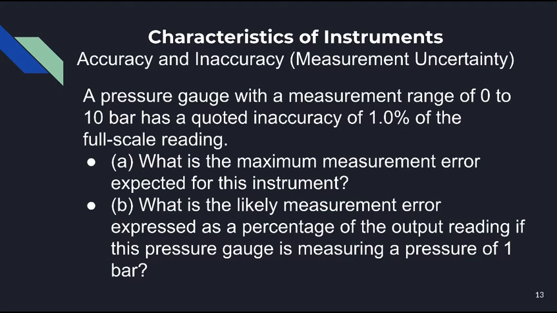So here's an example. A pressure gauge with a measurement range of 0 to 10 bar has a quoted inaccuracy of 1% of the full-scale reading. So, two questions. What is the maximum measurement error expected for this instrument? And what is the likely measurement error expressed as a percentage of the output reading if this pressure gauge is measuring a pressure of 1 bar?